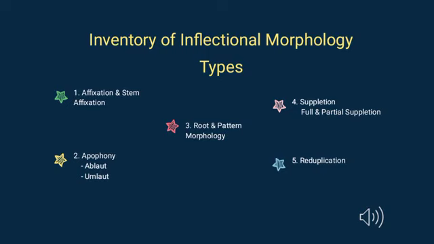Phonological realization of the feature. 1. Affixation and stem affixation. 2. Ablaut, apophony, and umlaut. 3. Root and pattern morphology. 4. Suppletion, full and partial suppletion. 5. Reduplication.